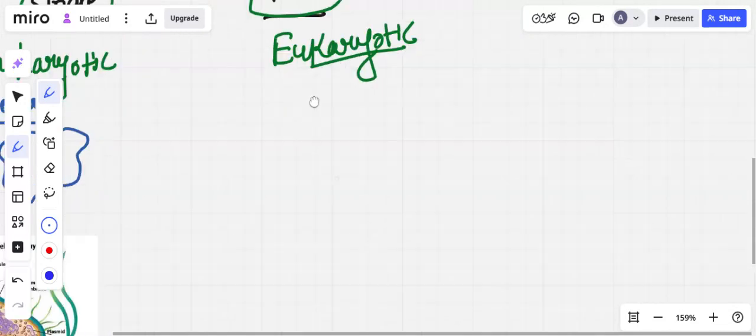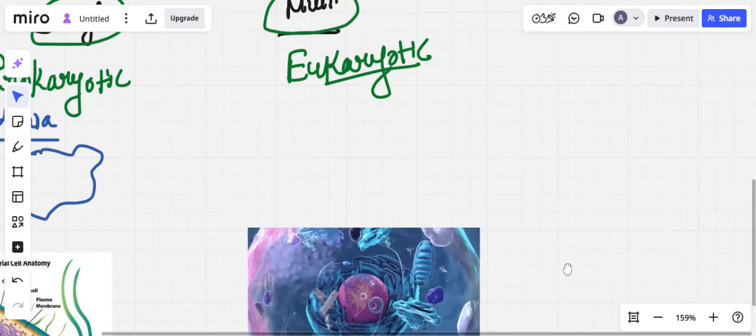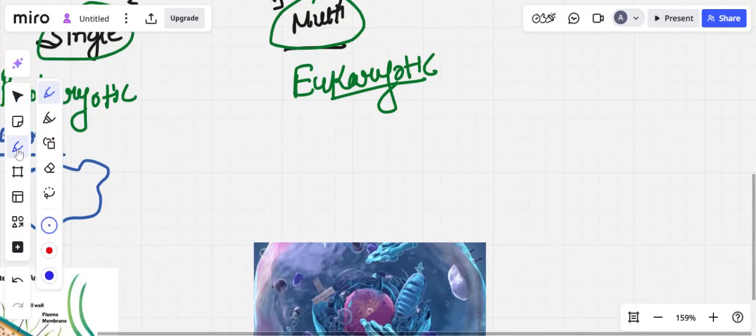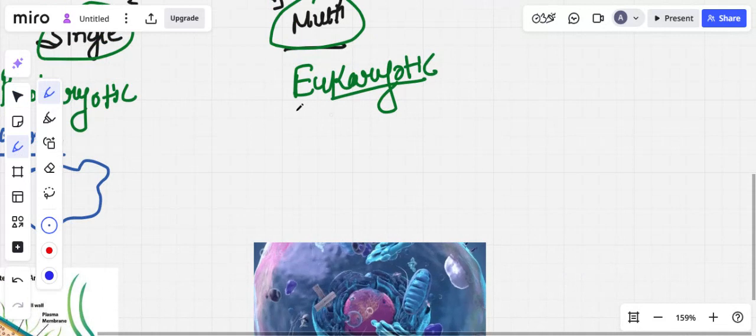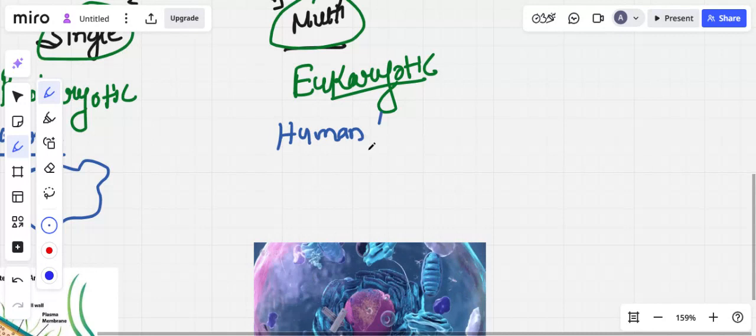On the other hand, we have eukaryotic organisms, which means they are made up of multiple cells. Multi cells means they are created with many cells. Just like a human being, then we have plants, then we have animals. Now you can observe we have many cells present inside the body, like RBCs, WBCs, neuron cells, fat cells. So we all are made up of multi cells.